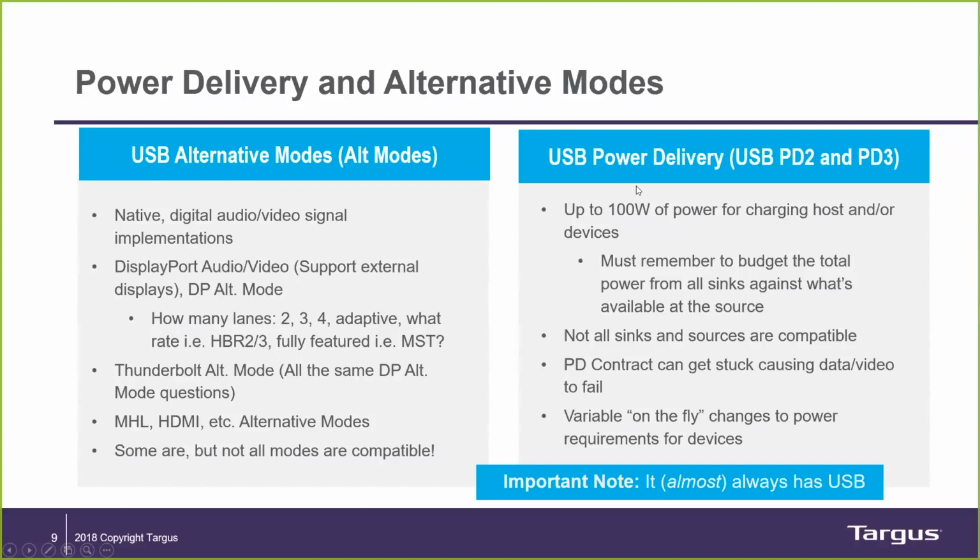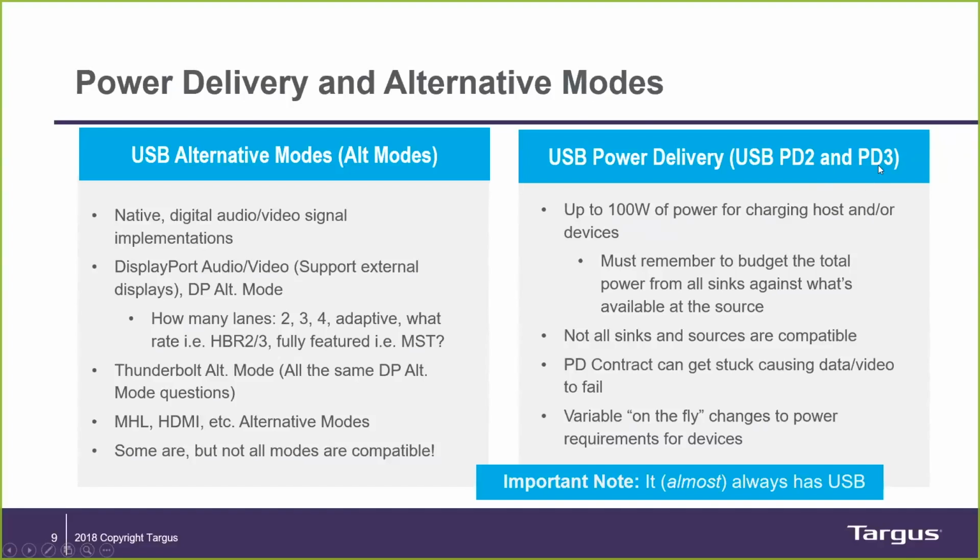And as I said, I'm going to talk a lot about USB power delivery. That's important because without a power delivery contract, your alternate modes don't even work. So it's important to understand that, and that's what I have down here where I say PD contract can get stuck, causing your data video to fail. We'll talk about the differences in the PD 2.0 and the PD 3.0 spec, not to be confused with USB 2, USB 3, or Gen 1, Gen 2, or 3.1 or 3.2. This is the PD spec specifically, PD 2 and PD 3. Both of them provide up to 100 watts of power, a little bit differently, and we'll talk about those differences.